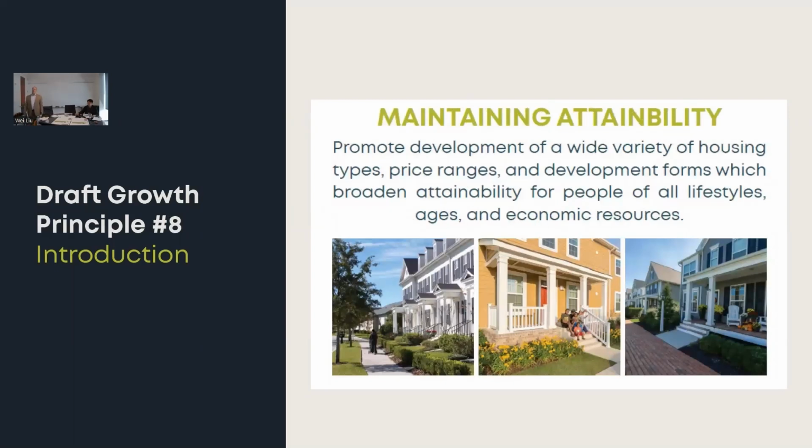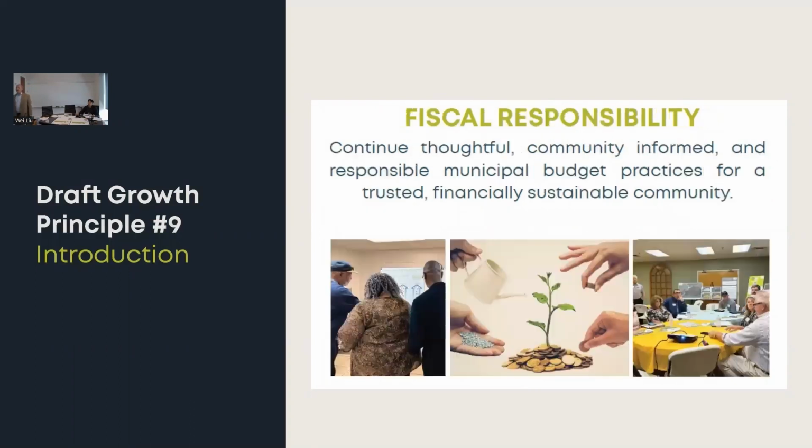Maintaining attainability. So this would be promoting development of a wide variety of housing types, price ranges, and development forms, basically giving you a wide range of housing types to keep it more affordable. So broaden that attainable building for people of all lifestyles, ages, and economic resources, whether that's a new family that's just moving into the area that may work in one of the factories, or somebody who's retiring as well.